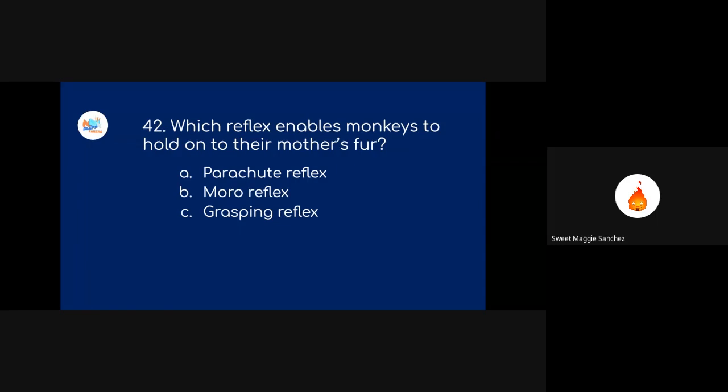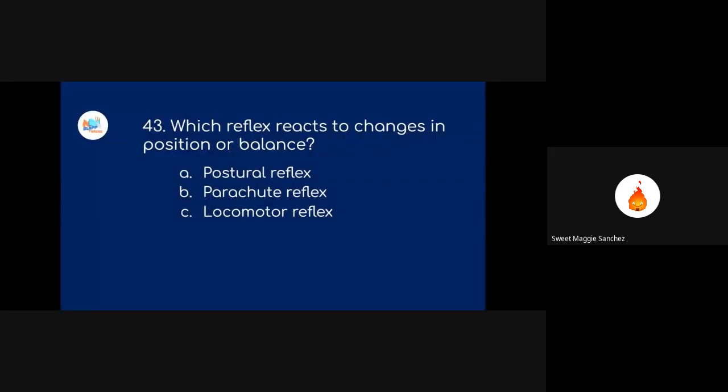Okay, timer stops. Question 43. Which reflex reacts to changes in position or balance? Is it A, postural reflex, B, parachute reflex, or C, locomotor reflex?